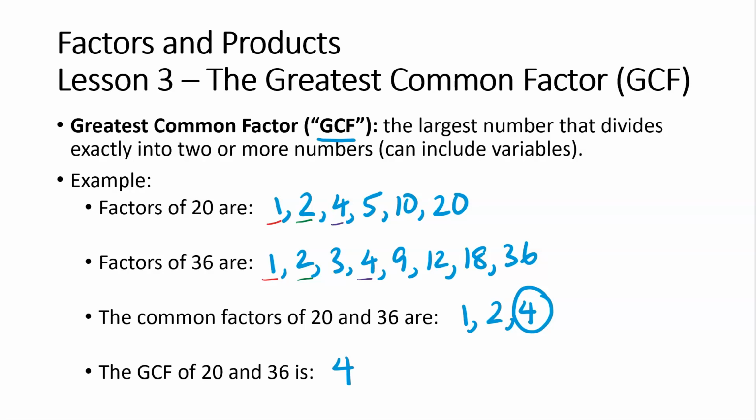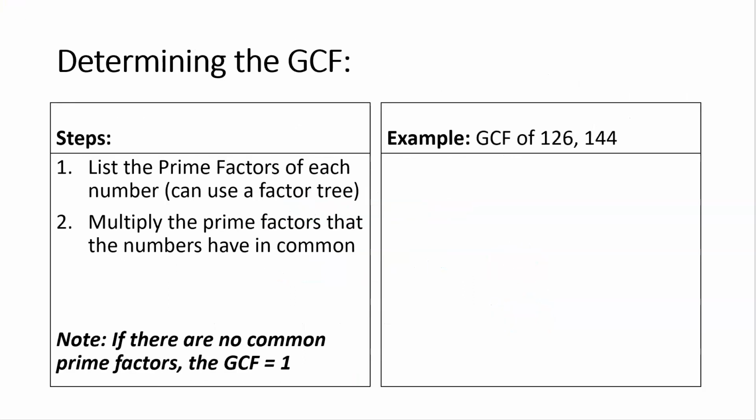Now you can kind of see how this could be really cumbersome if you're looking for a greatest common factor of really big numbers or more than just two numbers. So for that, we have a different process of finding the greatest common factor. The process we'll use is, first we're going to list the prime factors of each number. We're going to do that with a factor tree. And then we're going to multiply the prime factors that our numbers have in common.